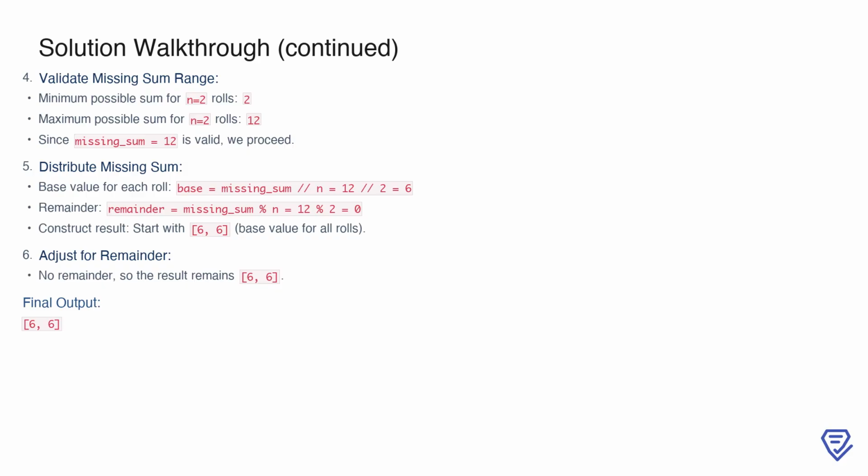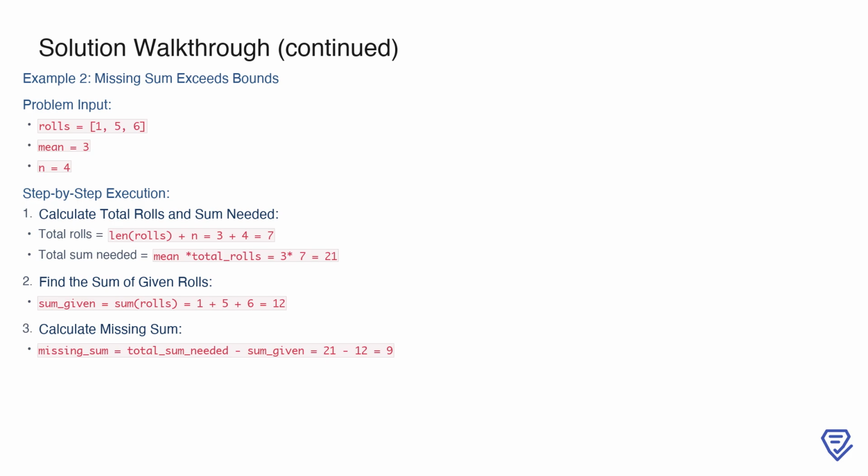so the missing sum of 12 is valid. To distribute this sum, we calculate the base value for each roll as 12 divided by 2, which gives 6. There's no remainder since 12 is evenly divisible by 2, so both rolls simply take the base value, resulting in 6, 6. Since no further adjustments are needed, the missing rolls are 6, 6. In the second example, we are given rolls 1, 5, 6, a mean of 3, and 4 missing rolls.